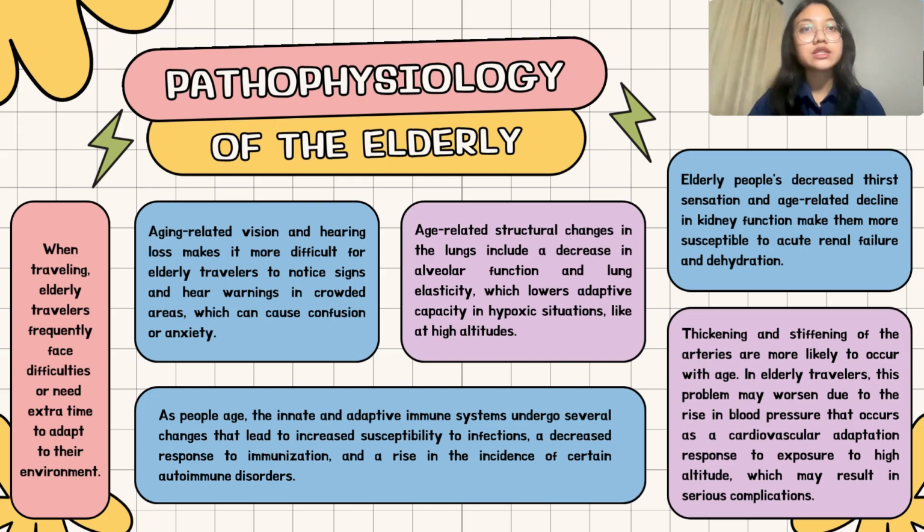Age-related structural changes in the lungs include a decrease in alveolar function and lung elasticity, which lowers adaptive capacity in hypoxic situations, like at high altitudes. Elderly people's decreased thirst sensation and age-related decline in kidney function make them more susceptible to acute renal failure and dehydration.